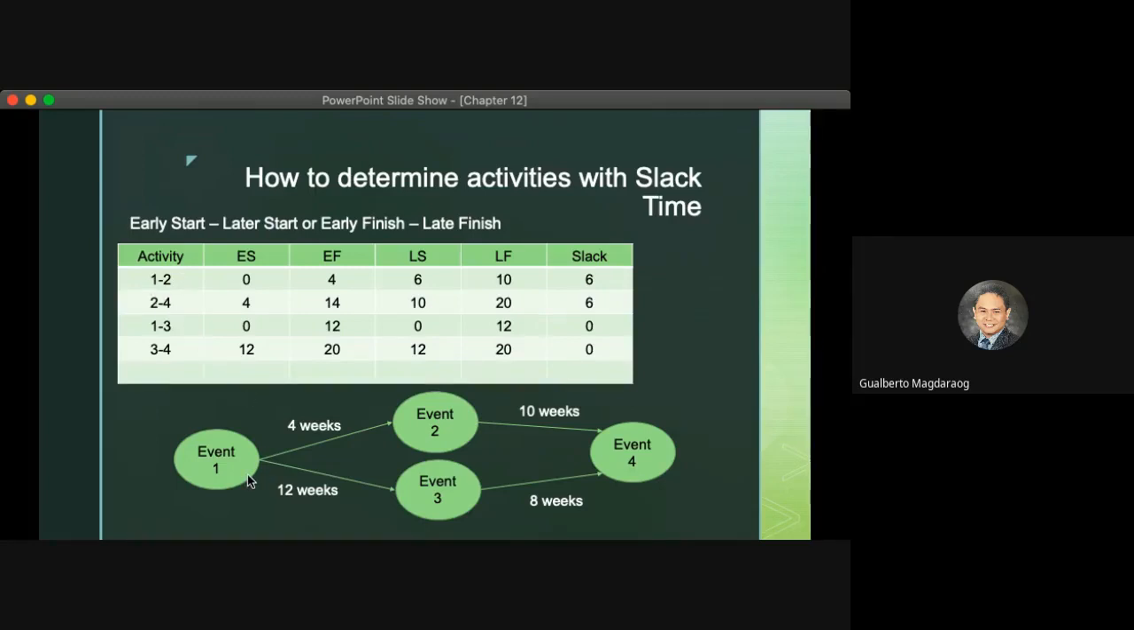which is true enough when we analyze using PERT, and the critical path is 1 to 3 and 3 to 4. Six weeks in total. The cumulative slack time for 1 to 2 and 2 to 4 is 6.